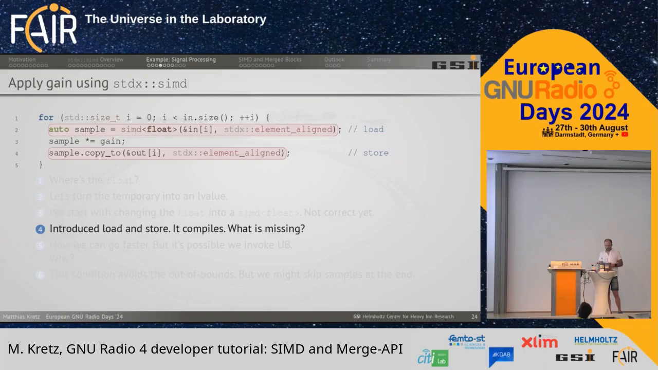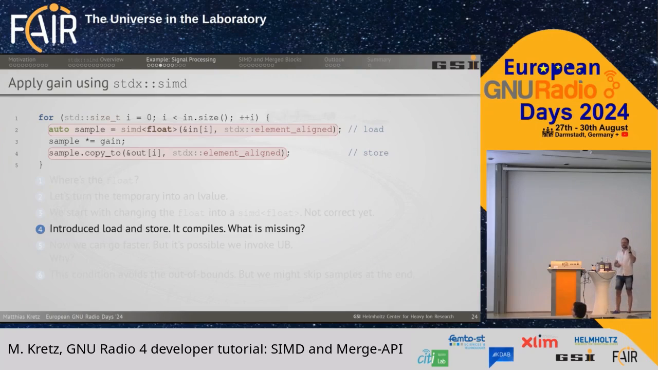So we need loads and stores here. So that's the load constructor. We're giving it now the pointer to the first element where to start reading from. We always have to spell out element aligned. And then when we're done, we need to copy it out into the out pointer, again, element aligned. So this compiles. Do you see what's missing?